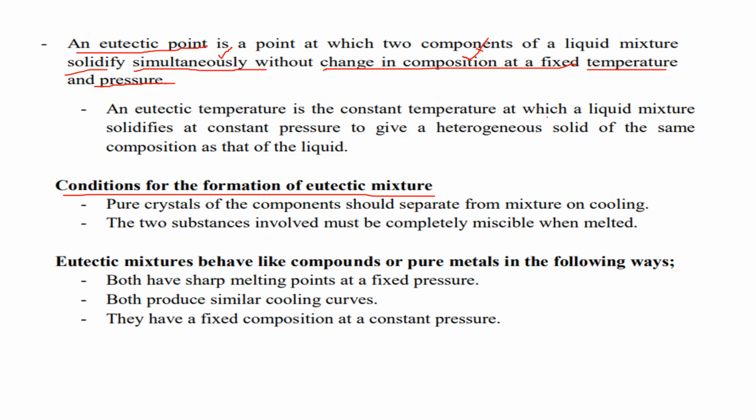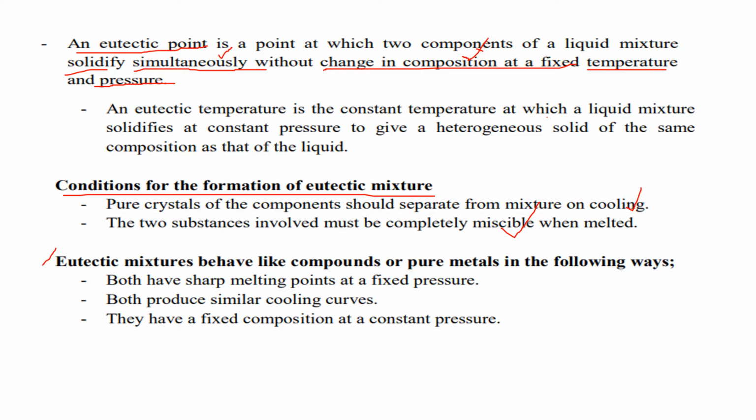First of all, pure crystals of the components should separate from the mixture on cooling. Then the two substances involved must be completely miscible when melted. On melting the two substances, you must make sure that they are miscible so that we get comparable results. And then eutectic mixtures can behave like compounds, but this is under fixed conditions. So take note of this.